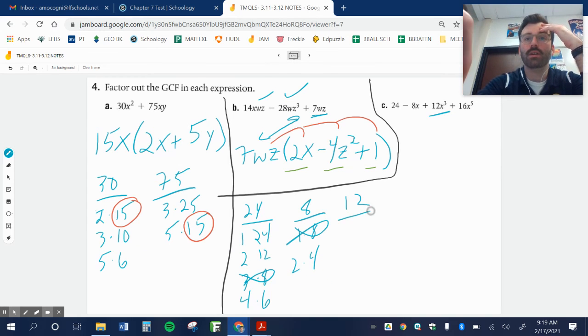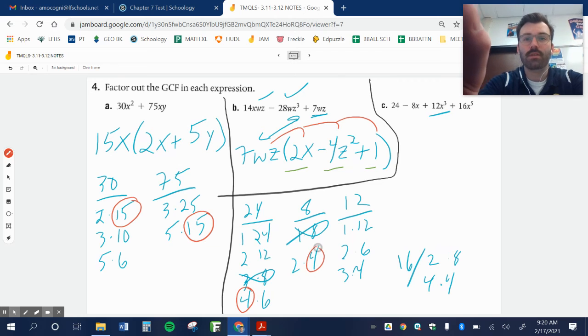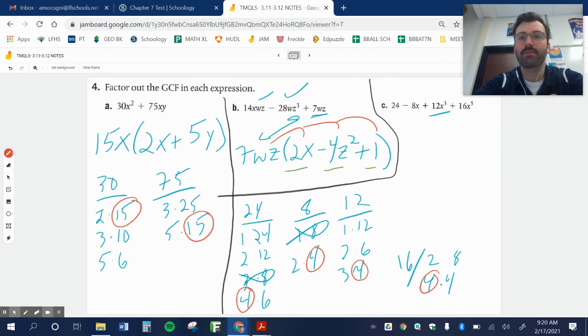All right, so if I go to 12, I go 1 times 12, 2 times 6, 3 times 4. Well, there's that 4 again. 16: 2 times 8, 4 times 4. Okay, so I see that while they all share a 2 in common, the greatest number they share is 4. So our GCF is 4.